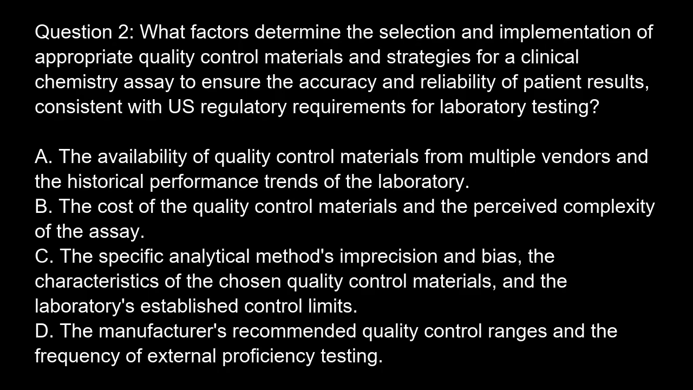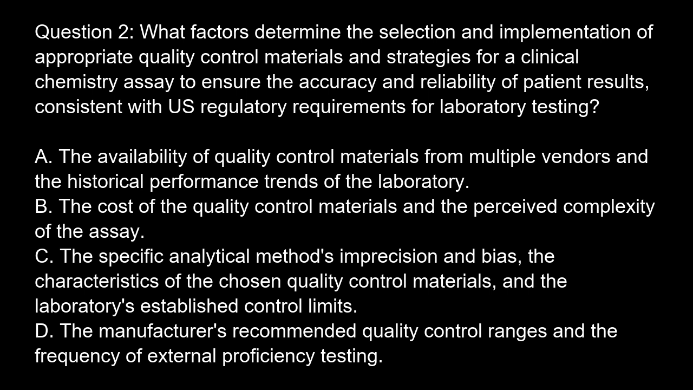Question 2. What factors determine the selection and implementation of appropriate quality control materials and strategies for a clinical chemistry assay to ensure the accuracy and reliability of patient results, consistent with U.S. regulatory requirements for laboratory testing? Option A. The availability of quality control materials from multiple vendors and the historical performance trends of the laboratory. Option B. The cost of the quality control materials and the perceived complexity of the assay.